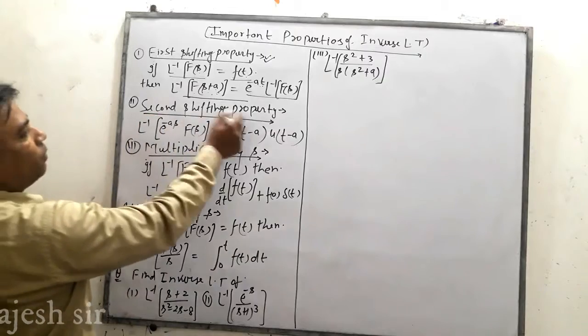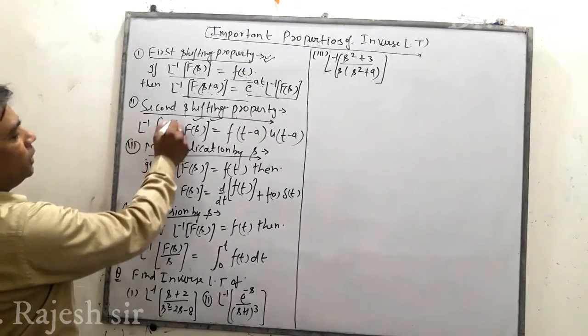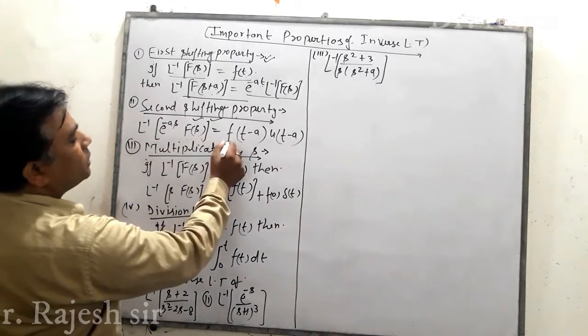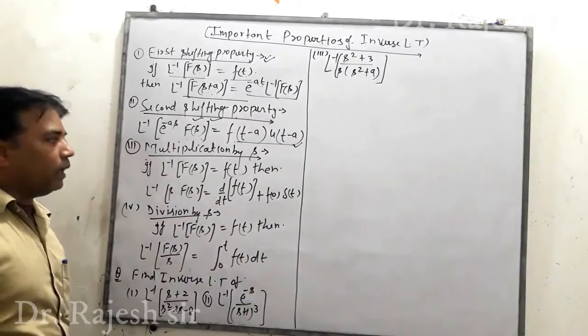And the second shifting property of the inverse Laplace transform: L inverse of e to the power minus as F(s) equals f(t minus a) u(t minus a).